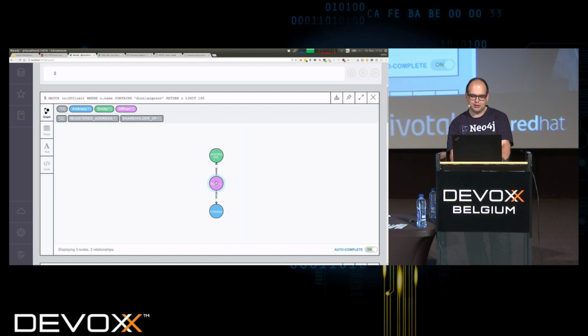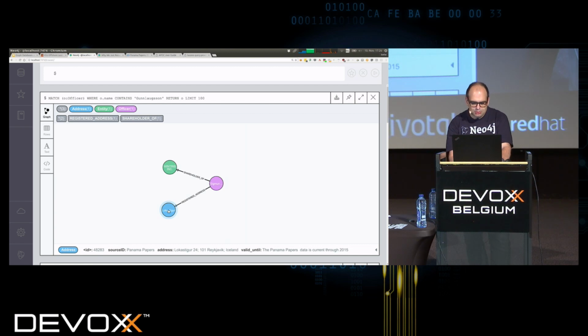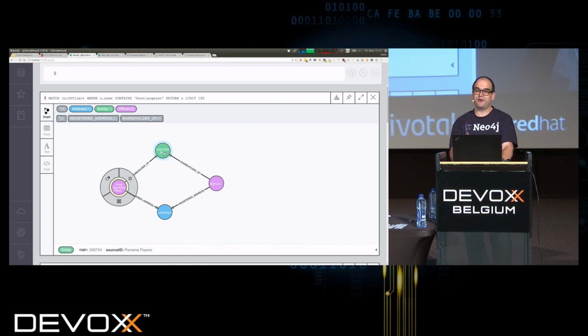Let's just open that guy, and you see there's a company called Vintris Incorporated, and he has a registered address somewhere in Iceland, Lokatiskur 24. So if you've ever been to Iceland, go there, have a coffee with him. And on that address, there's another person registered. It's his wife. And he's also shareholder of that company. Okay.